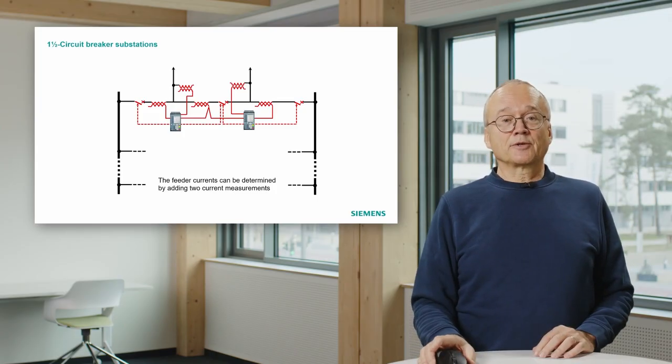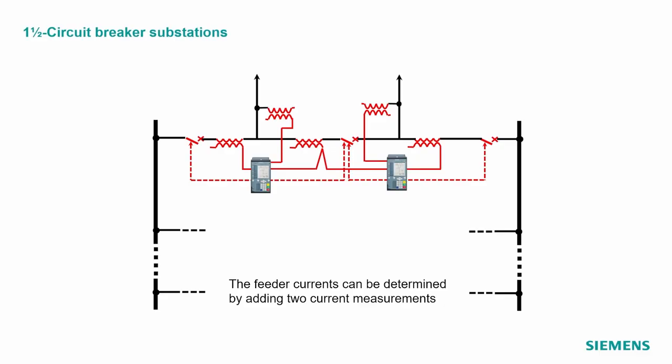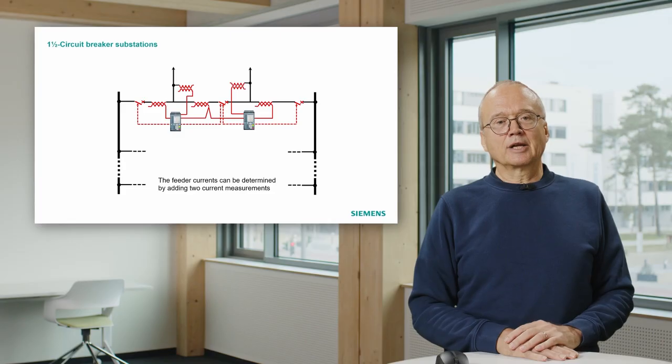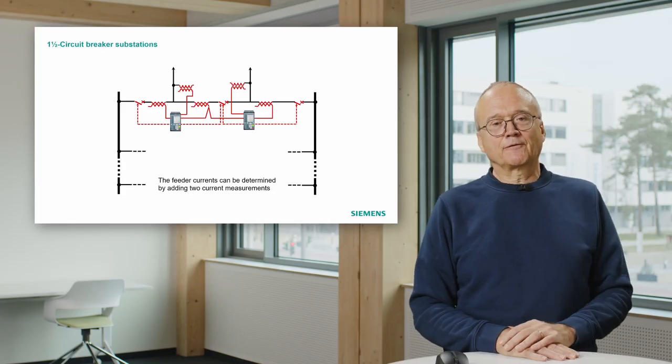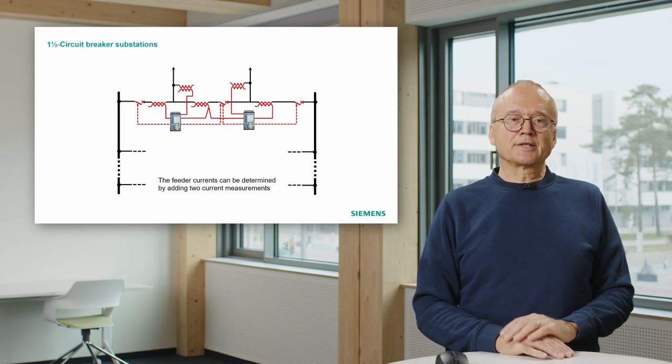In this case, the situation with the voltage transformers is pretty easy. So we have a voltage transformer on the feeder. That means the left-hand relay measures the voltage on the left feeder. The same applies to the right one. The current measurement is a bit more tricky in this case.